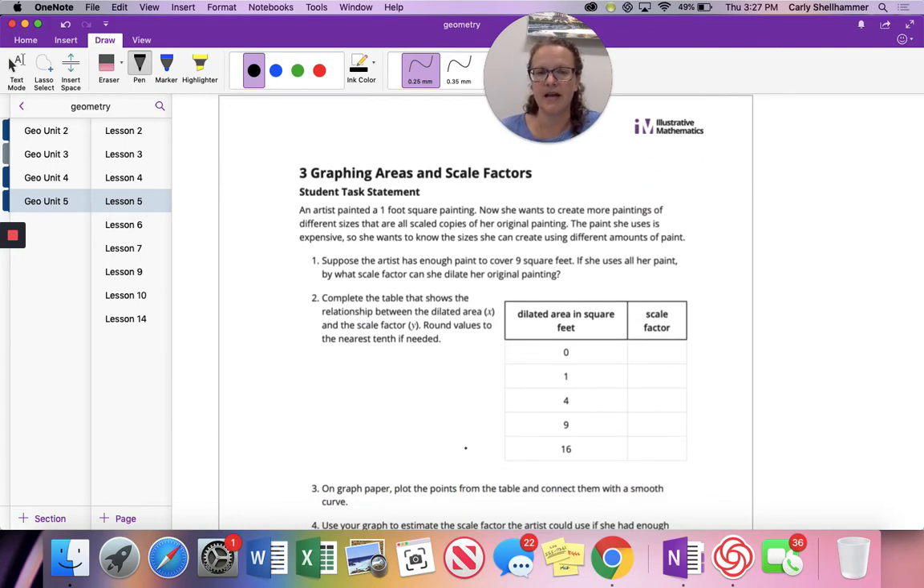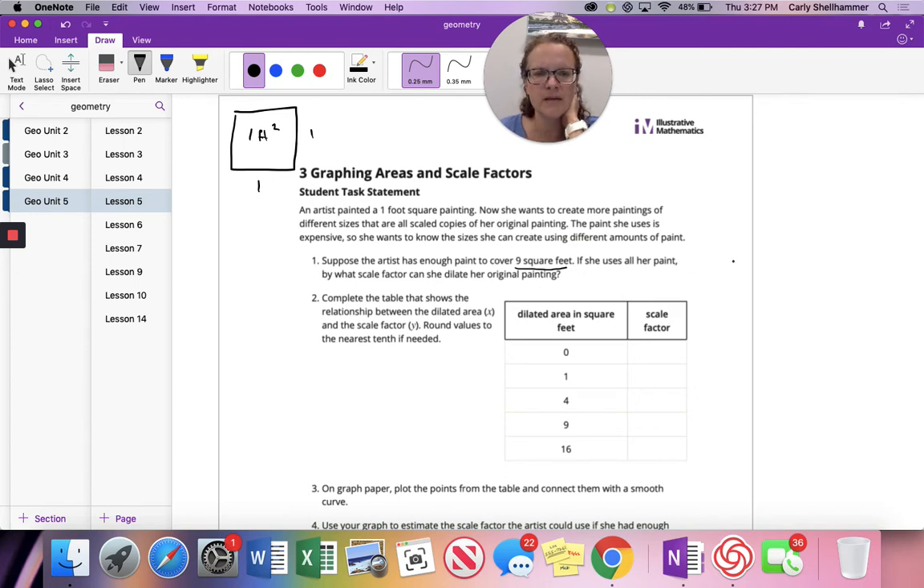Graphing areas and scale factors. An artist painted a 1-foot square painting. So 1 by 1, 1 foot squared is the area. Now she wants to create more paintings of different sizes that are all scaled copies of her original painting. The paint she uses is expensive, so she wants to know the sizes she can create using different amounts of paint. Suppose the artist has enough paint to cover 9 square feet. If she uses all her paint, by what scale factor can she dilate her original painting?